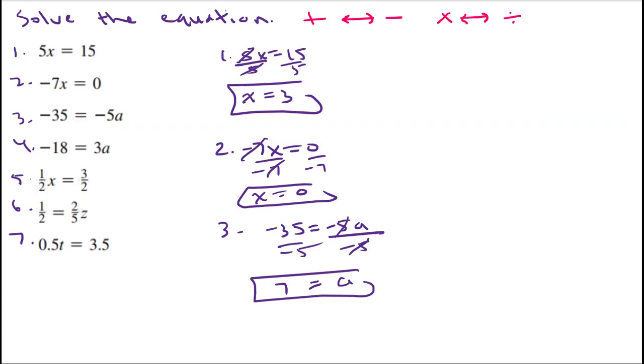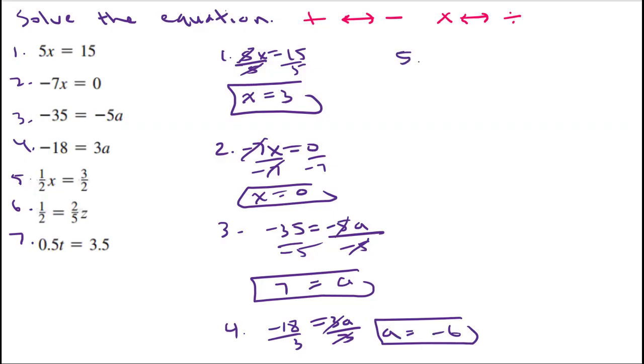For number four, same thing. We got negative 18 is equal to 3a. So we divide both sides by 3. Negative 18 divided by 3 is going to give us negative 6. All right, for number five, there's a couple ways of doing this, and whatever works with your brain.